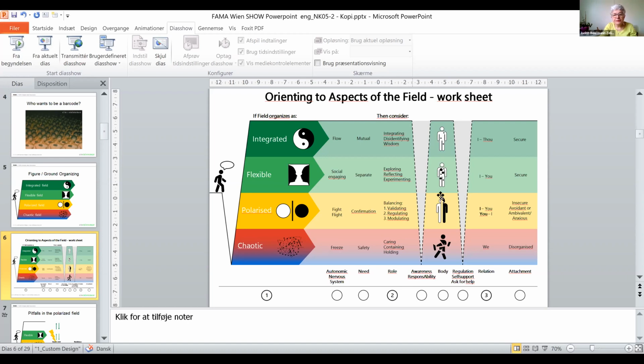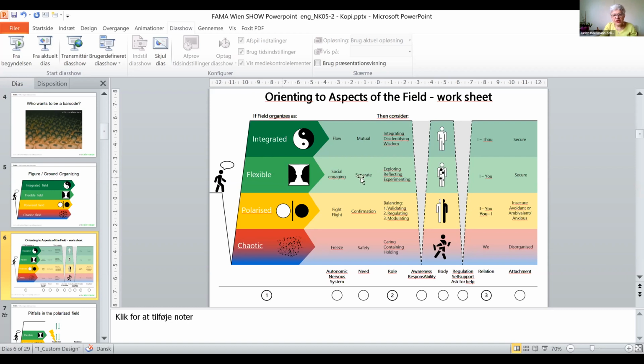Yeah. So this is what we will work with to find out which field I am in, among these four fields from chaotic to integrated. Then we go to the right, find the role, what is the guideline, and learn to discriminate between the flexible and the polarized field. And then we go a bit further on.